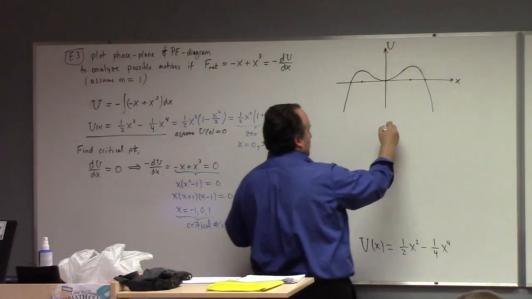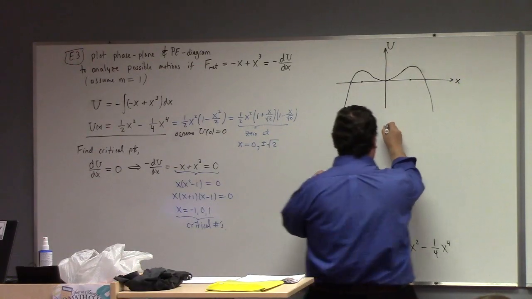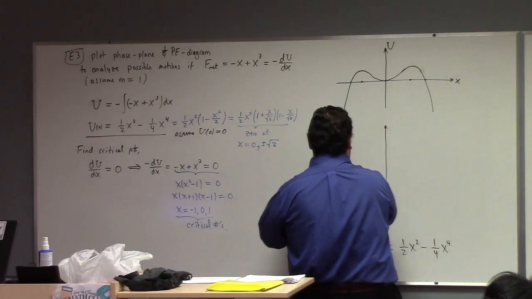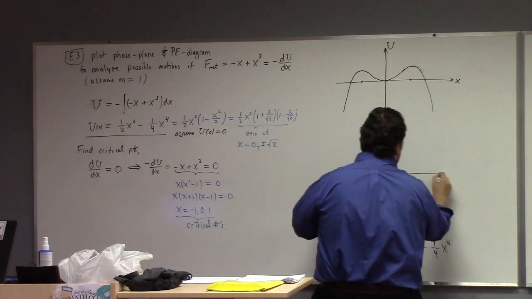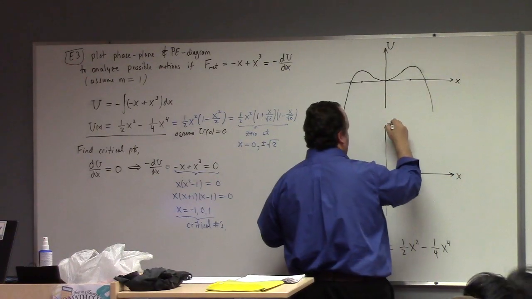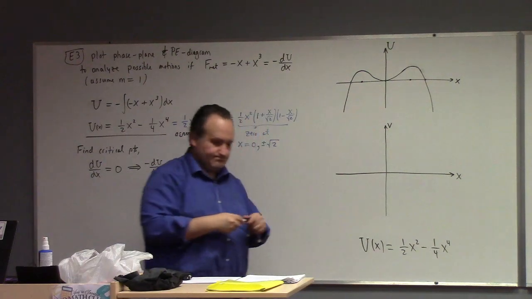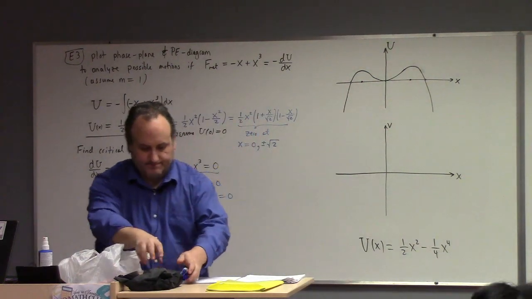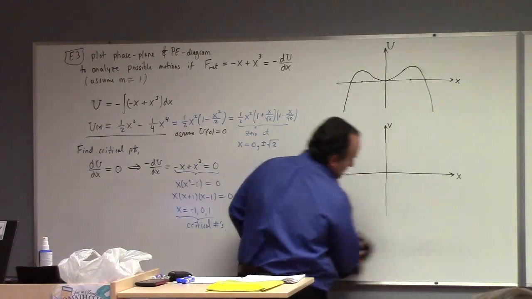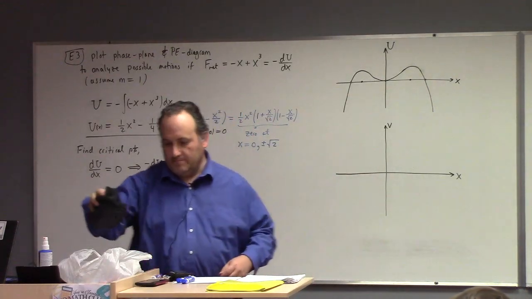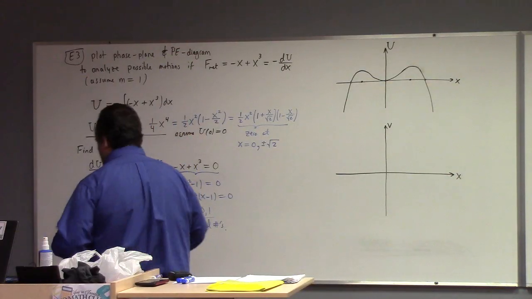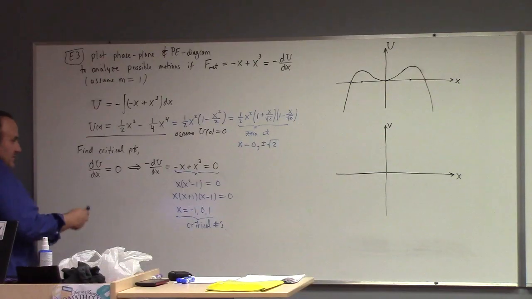So I draw the potential energy up here, and then directly below it, I draw my phase plane, my xv plane. And we're going to graph the integral curves to the vector field I talked about over there. In other words, the curves which correspond to the solutions to the equations of motion.